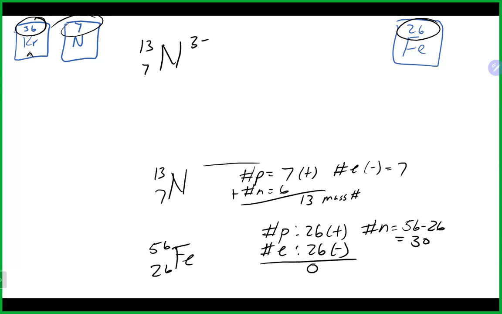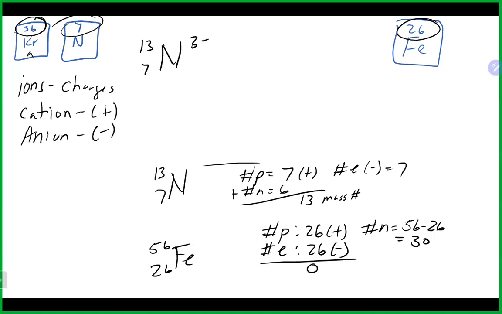When we do come across something that has a charge, those things are what are referred to as ions. So ions are things with charges. There's actually two types of ions that we'll talk about a lot in this class: a cation, which is a positively charged ion, and an anion, which is negatively charged.